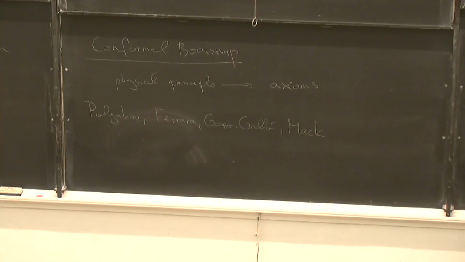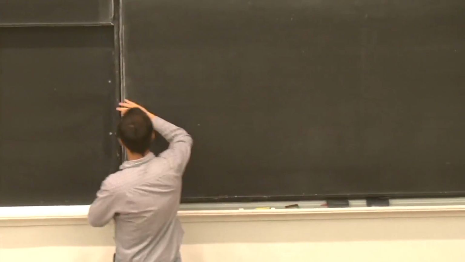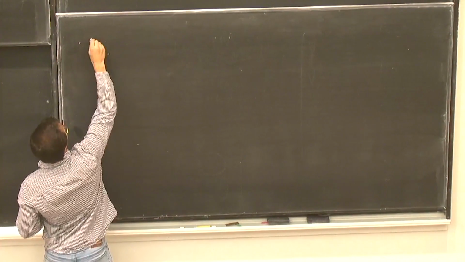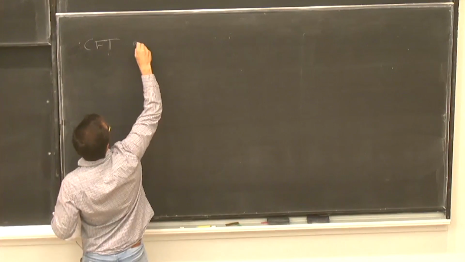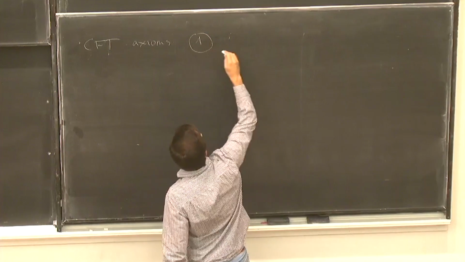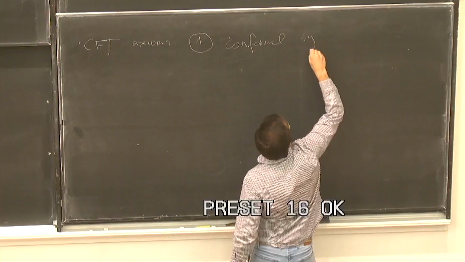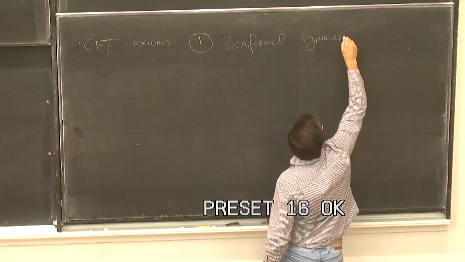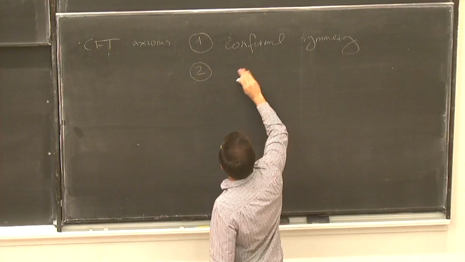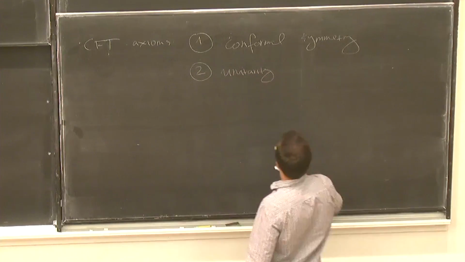Without further ado, let me just write down what these principles are. Let me say CFT. So the first one, not surprisingly, is conformal symmetry. The second one is unitarity, and I'm going to explain in more detail what all these words mean.